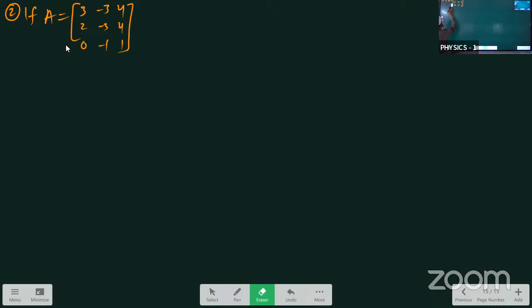Now under SCQ, second question. So the question is, if A is equal to the given 3 by 3 matrix, 3 minus 3 4, 2 minus 3 4, 0 minus 1 1.